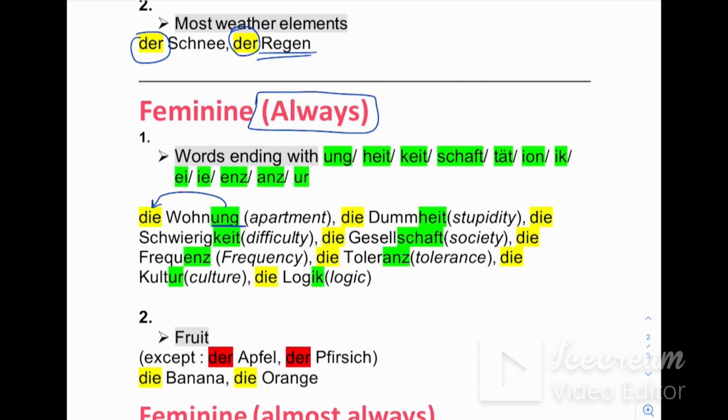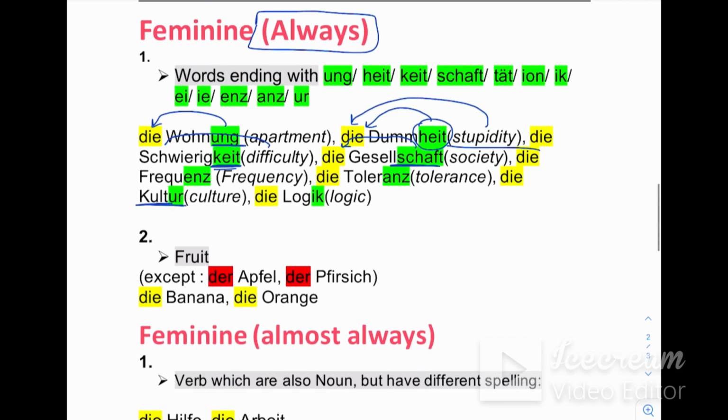Okay, die Dummheit, stupidity, so the heit ending is there, so you can put die here. Like this, die Schwierigkeit, keit ending is there, that's why we put die. Die Gesellschaft, schaft ending is there, that's why die, and so on. Die Kultur, ur ending, that's why die. Okay, these all are tips and tricks to remember it.